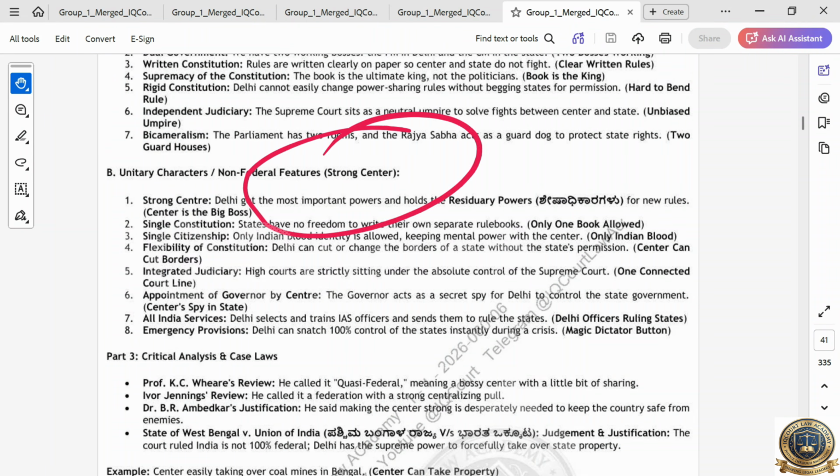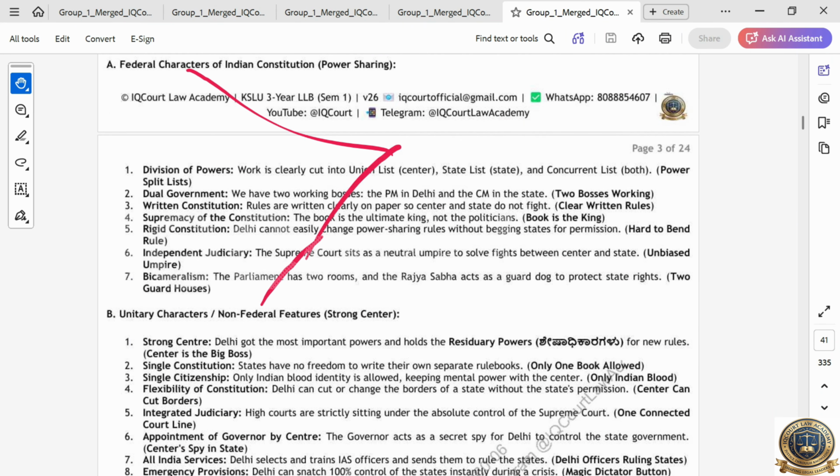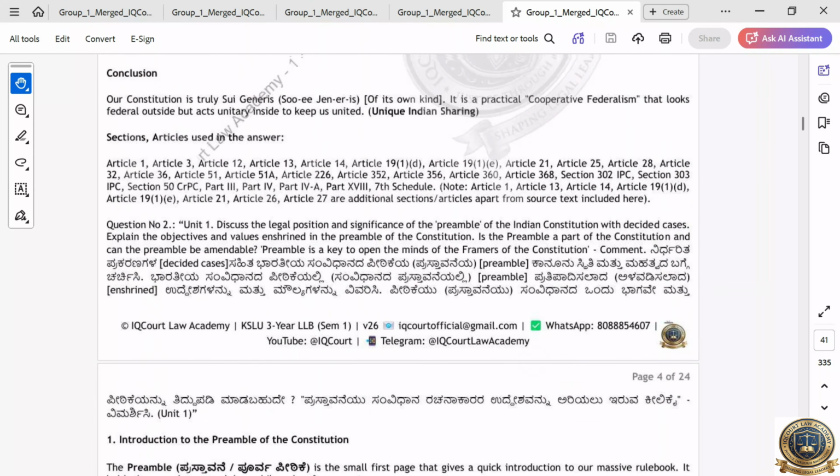We are having a strong centre in India. Not both. Both are there. And power sharing is also there. We are having both the characteristics in India. This is the first question answer. You have to write, and the case laws you have to write. Then we'll go to the second question.